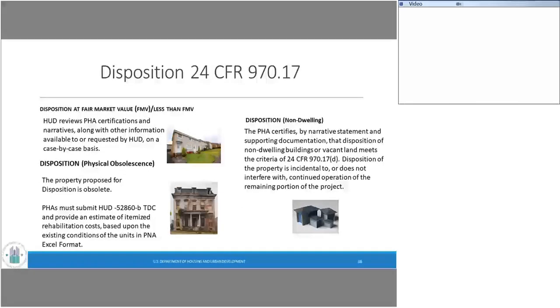Okay. Disposition. Thank you, Jane. Disposition, 24 CFR 970.17. Dispositions at fair market value, less than fair market value. HUD receives PHA certifications, narratives, along with other information available to or requested by HUD on a case-by-case basis. That means, yes, you certified, yes, you provided the necessary HUD documents, but here again, when the reviewer, like myself, looks at the justification, we just need a little bit more. That's what we mean by case-by-case basis. So that may very well happen.